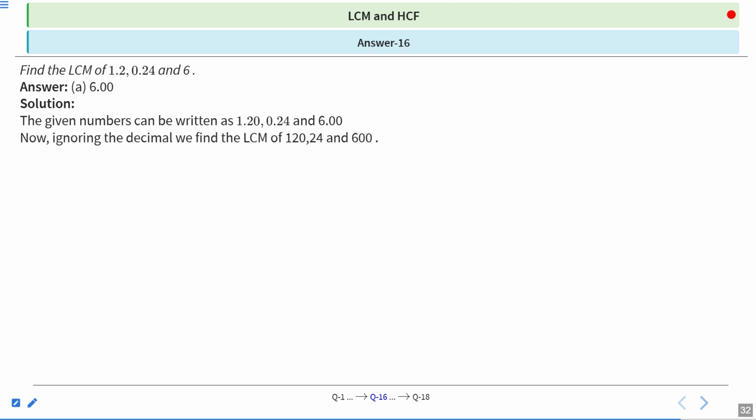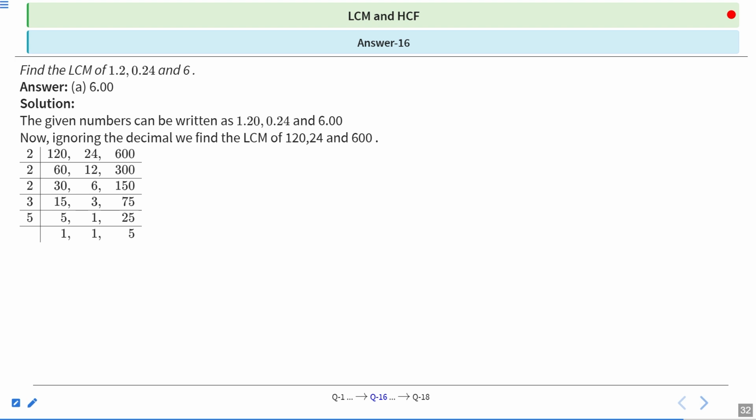Now ignoring the decimal, if we just find the LCM of 120, 24, and 600, then by using the long division method, first of all we'll divide by 2, then again by 2, then by 2, then 3, and then 5, until we get co-prime numbers. So the LCM is going to be 2 into 2 into 2 into 3 into 5 into 1 into 5. That is 600. That means the LCM of 120, 24, and 600 is 600.